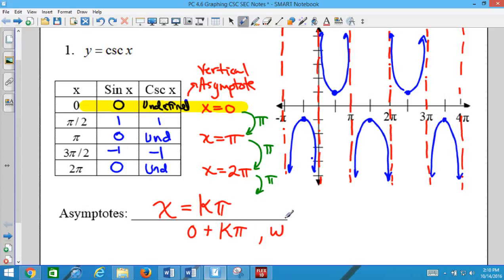And this is where k is an integer. So if k was 1, we would have an asymptote at x equals pi. Or if k was 2, we'd have an asymptote at x equals 2 pi. If k was 3, we'd have an asymptote at x equals 3 pi, and so on. So this is how you're going to write your asymptotes.